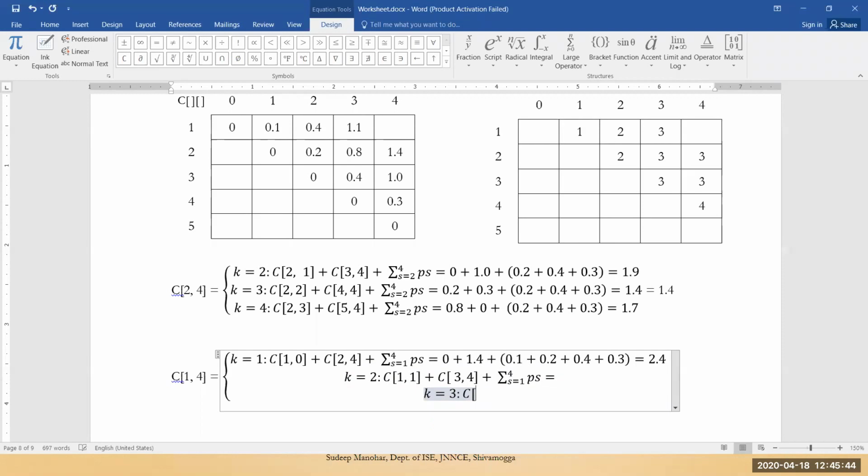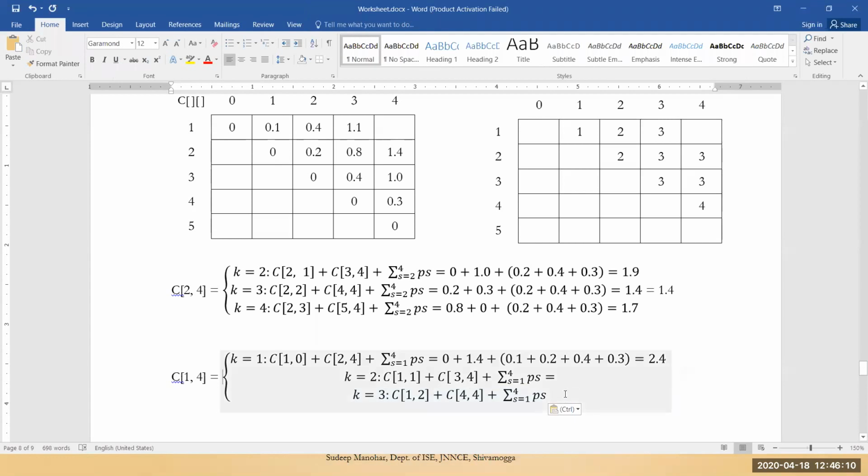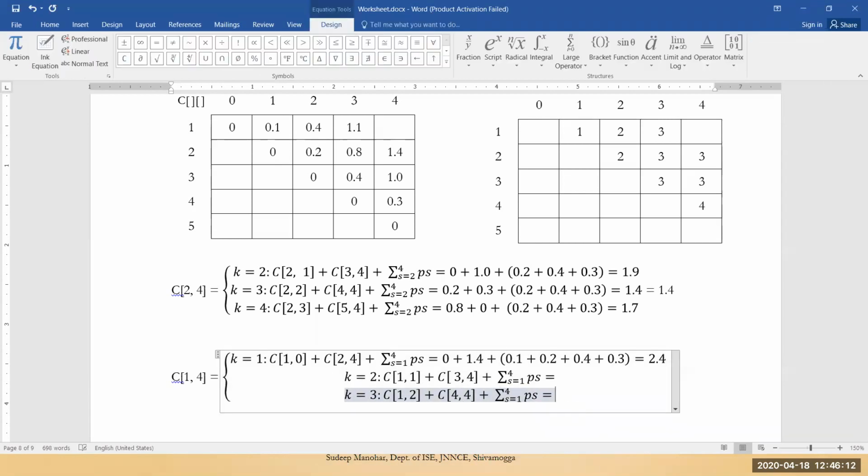C of I is 1. K minus 1 is 3 minus 1 is 2, plus C of k plus 1 is 4, comma 4. Next, plus the probabilities. We will complete this first, then we'll go for k is equal to 4.